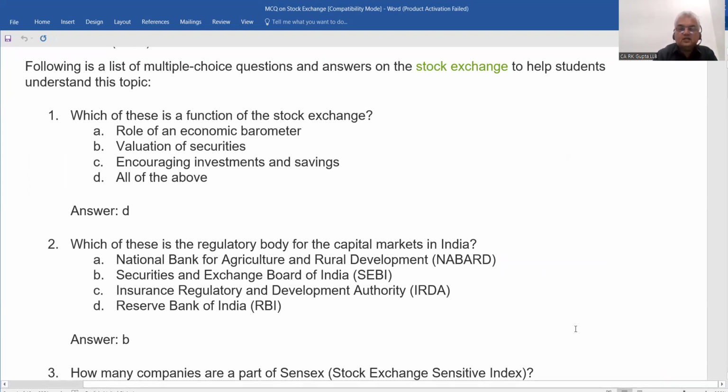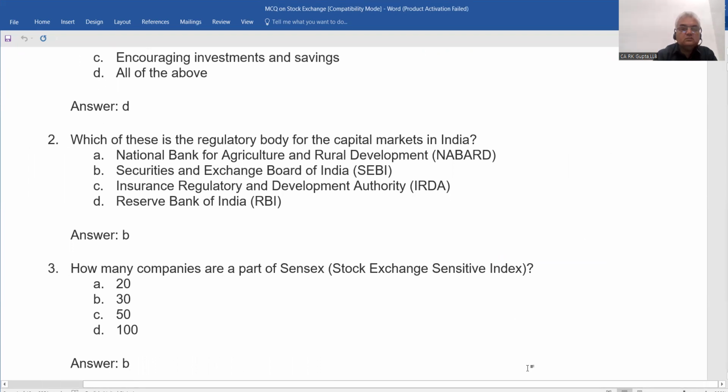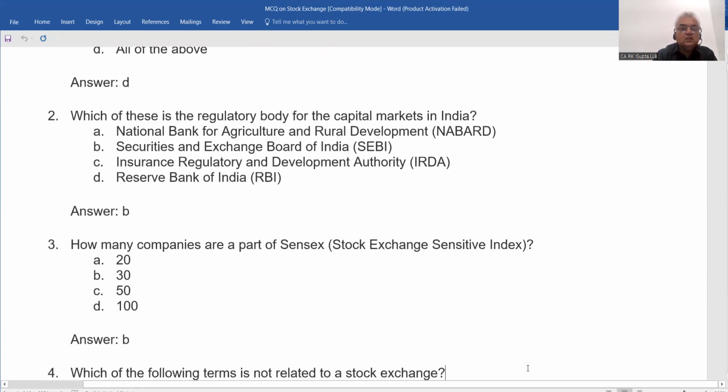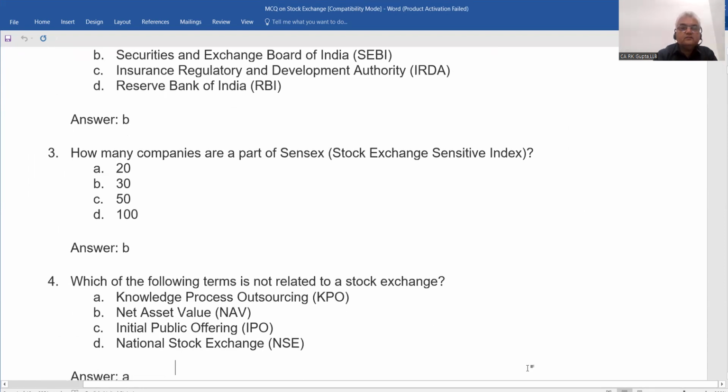How many companies are a part of Sensex? Stock Exchange Sensitive Index. They may even ask the full form of Sensex. How many companies are there? Anji, any other answer for this?